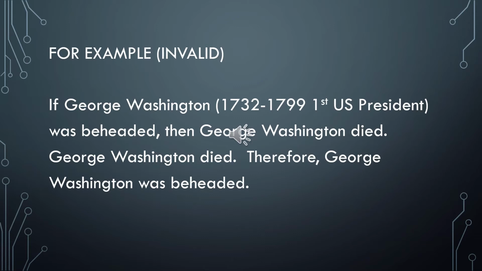Okay, in this case, both premises are actually true statements. It's actually true that if George was beheaded, then he's dead. There are no living beheaded people. So that's a fact. If George Washington was beheaded, then he died. True. And it's true that George Washington died. In fact, he died in 1799. So both of the premises are true. Therefore, George Washington was beheaded. Is that true? No, George Washington was not beheaded.